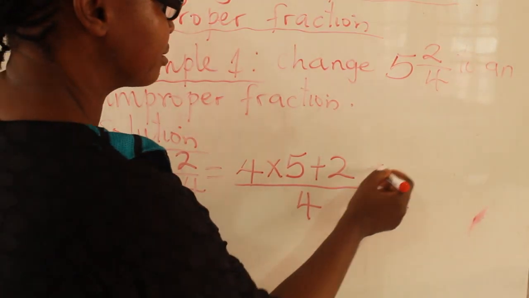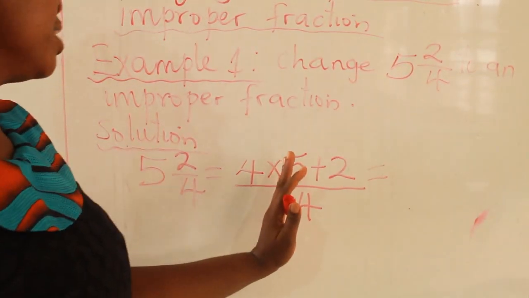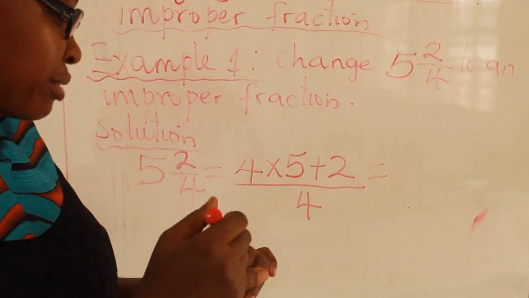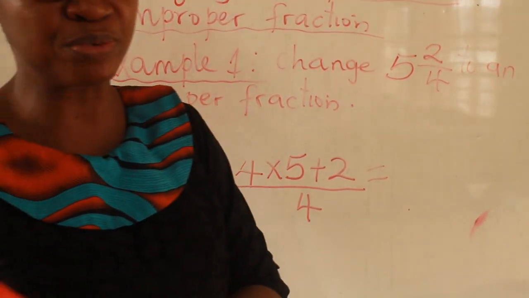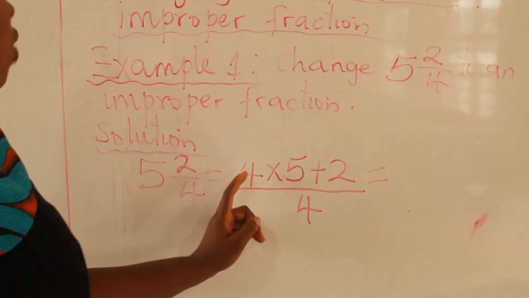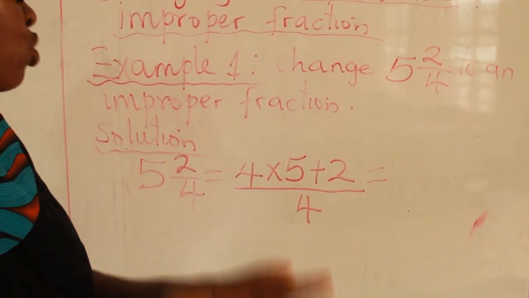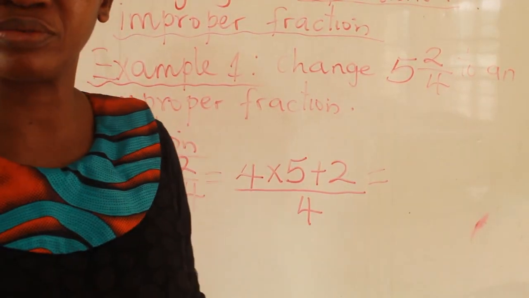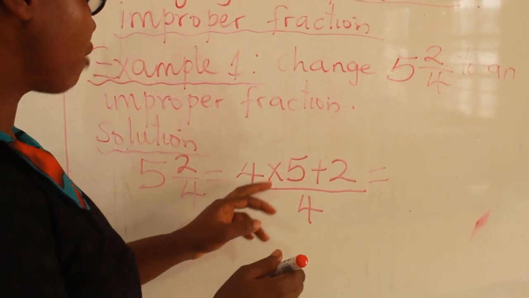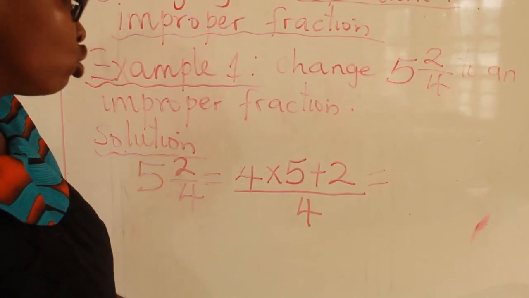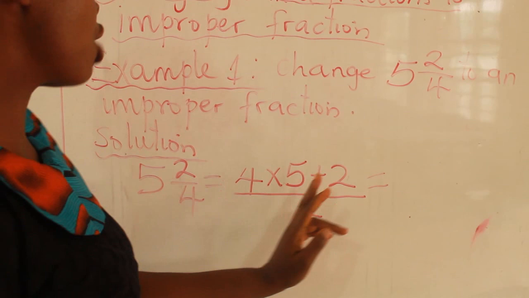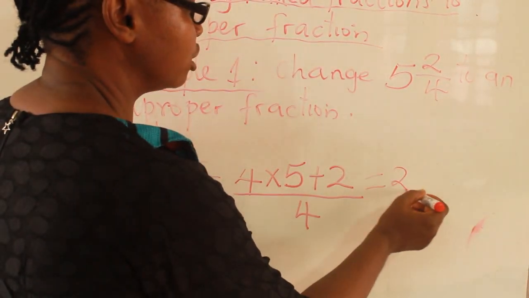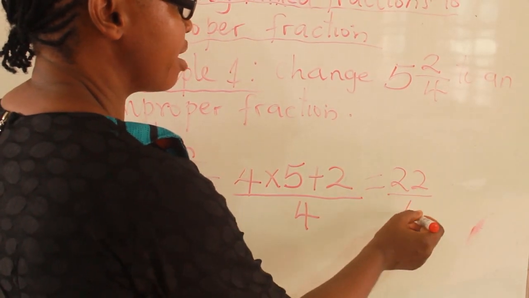When you get that, you find what we call the product and then the sum of this. What I mean by product, that's another word you need to learn, pupils. 4 times 5, we can also say, find the product of 4 and 5, as you multiply them. So you have 4 times 5 will give us what? 20. That's good. Now you add 2 to your 20, and that gives us 22 all over 4.